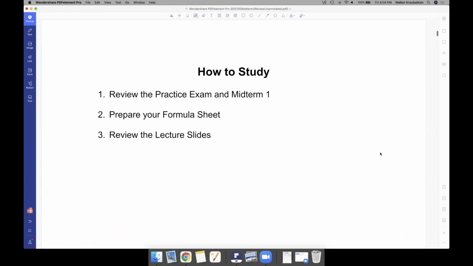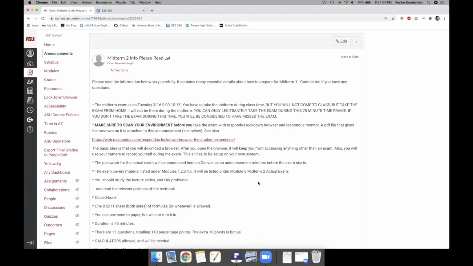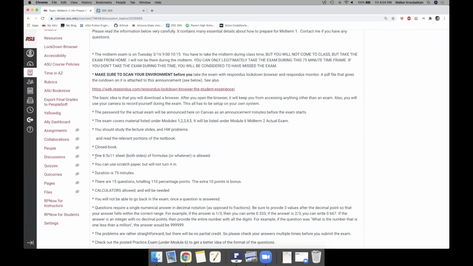My second piece of advice is prepare your formula sheet. Like I said, this exam is a lot more technical than the first exam, so there's a lot of different distributions and functions to keep track of, and it can really help if you have all the integrals listed on your formula sheet. So I'll give you some examples of things you should put on your formula sheet. In the announcement for midterm 2, it mentions you're allowed just one sheet of formulas. So just like the first exam, you have one sheet of formulas allowed, and calculators are allowed, so make sure you have a calculator ready.